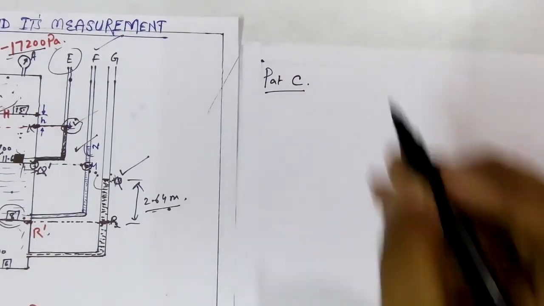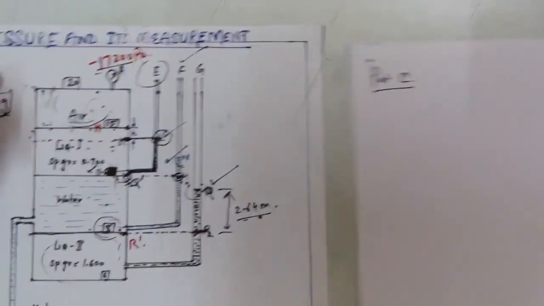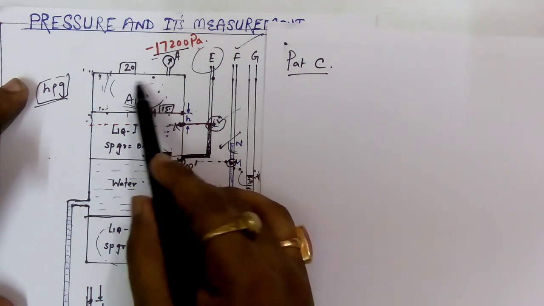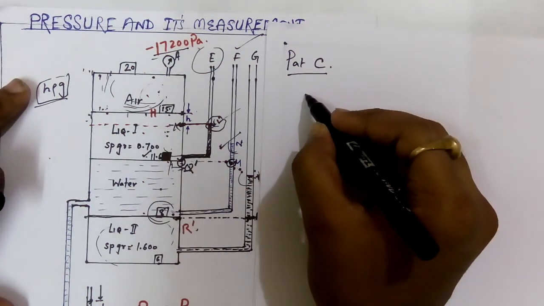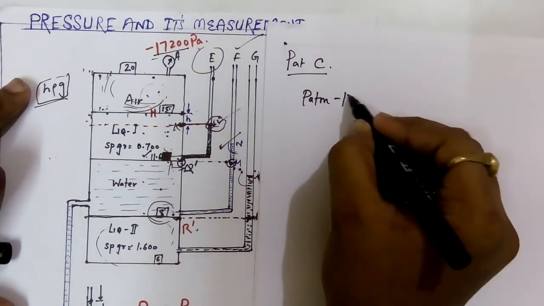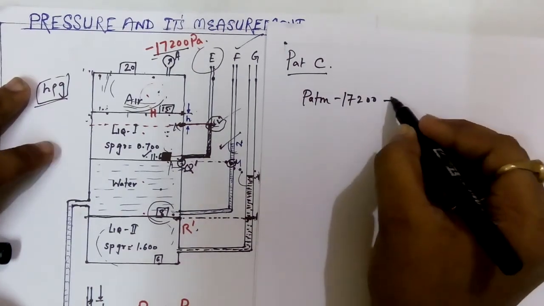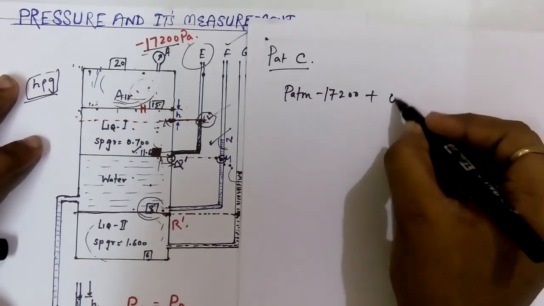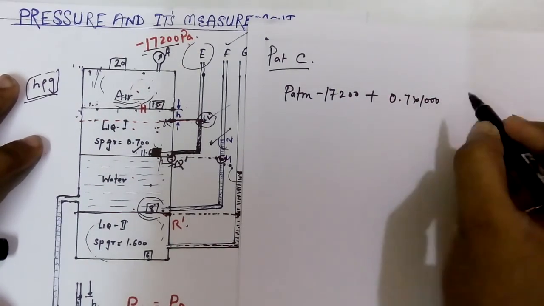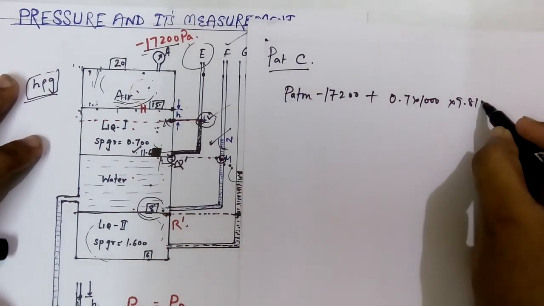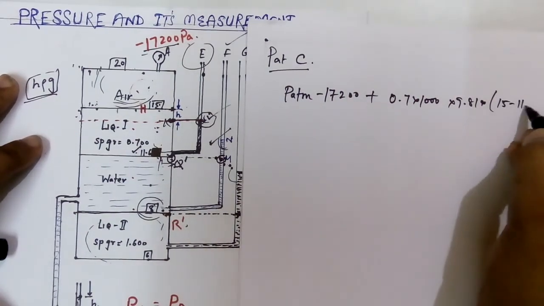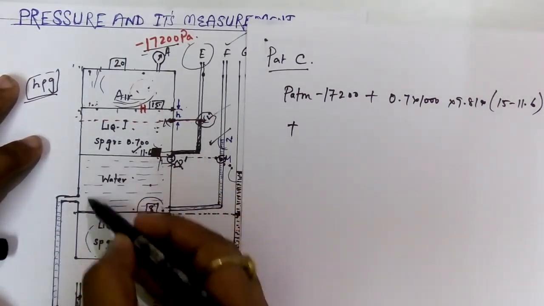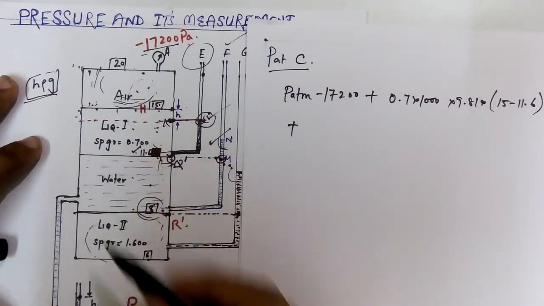Pressure at C, see here, it is due to the pressure here at A. What is A? P atm minus 17200, plus the pressure due to this liquid column 1, that is nothing but 0.7 into 1000 into 9.81 into 15 minus 11.6, plus pressure due to this entire water column.